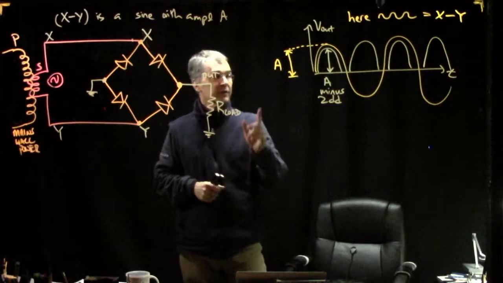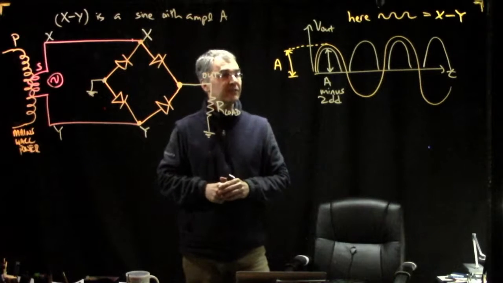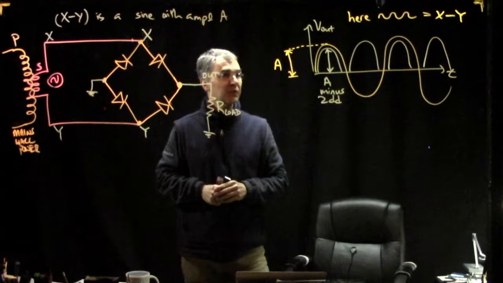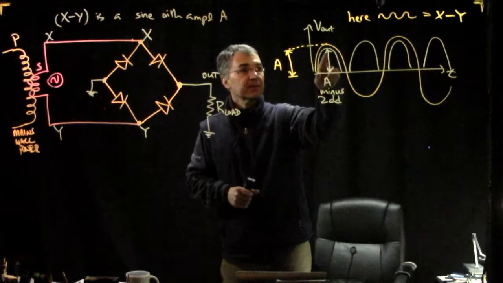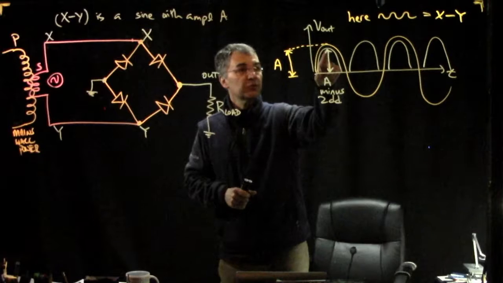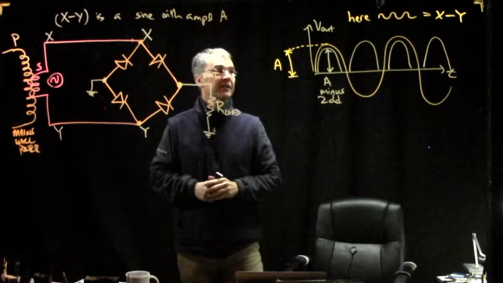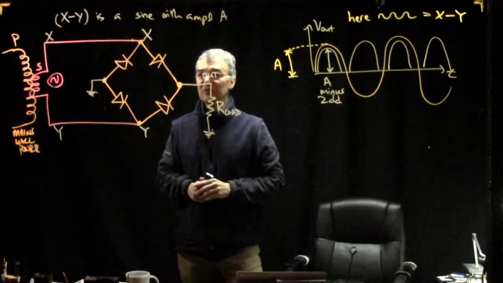It's tricky to puzzle this through. What we're going to see is that the output peaks not one but two diode drops below A. And it takes a little bit of thinking to see why that's true.